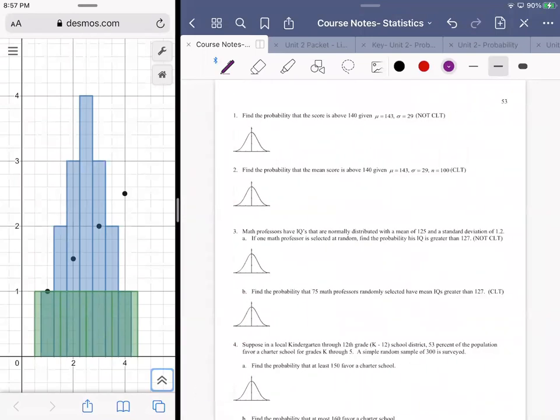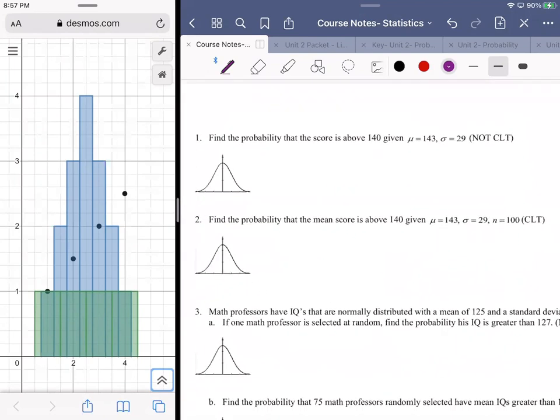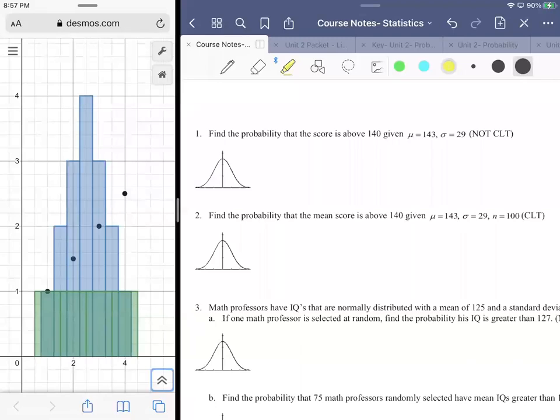What I tried to do was create problems where here's the non-central limit theorem version, and here's the central limit theorem version, so that you can get a sense of what the differences are. One striking difference, hopefully, when you compare numbers 1 and 2: in number 2, it says n is equal to 100. They don't give an n value in number 1, so that's your first key indicator. Another one, the score versus the mean score.